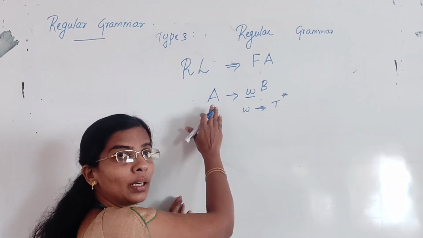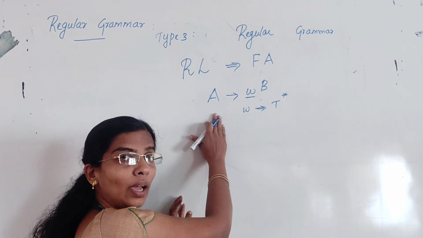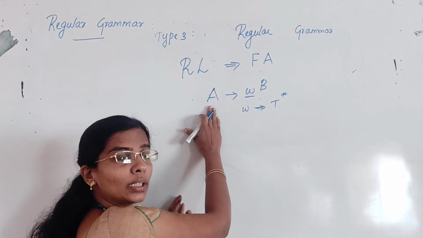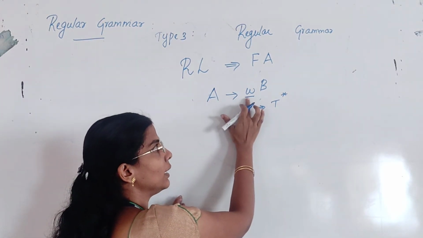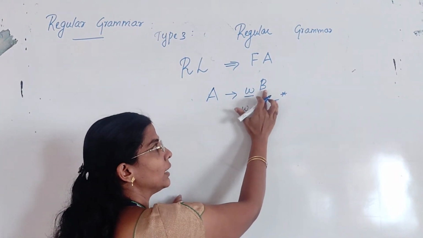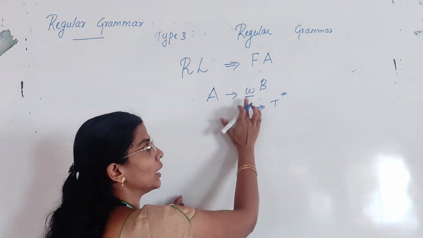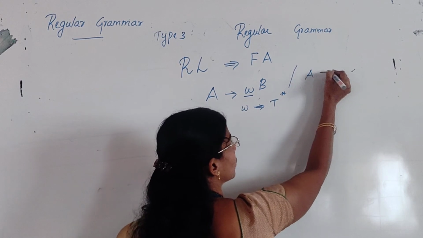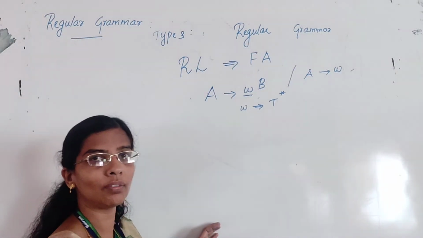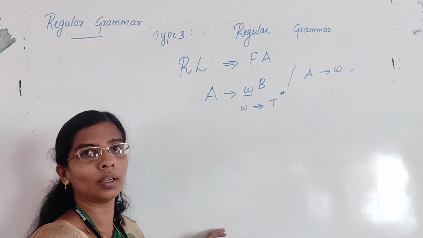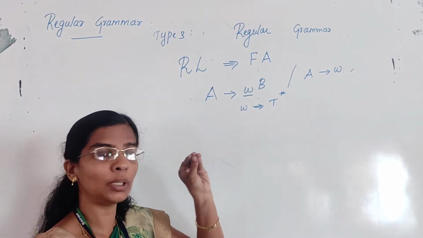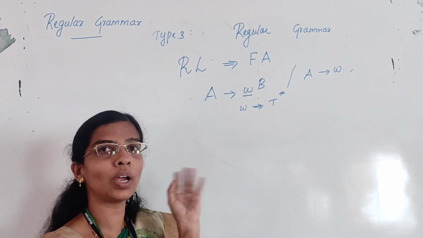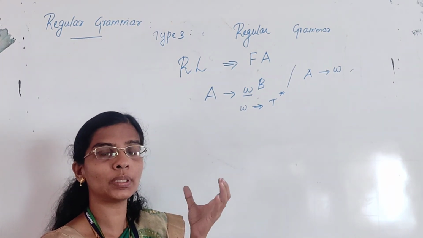So in regular grammar, on the left-hand side I should have a single non-terminal. The right-hand side starts with a terminal and ends with a non-terminal, or I can have it like this also. So what is this W? T star. W is a collection of terminals.